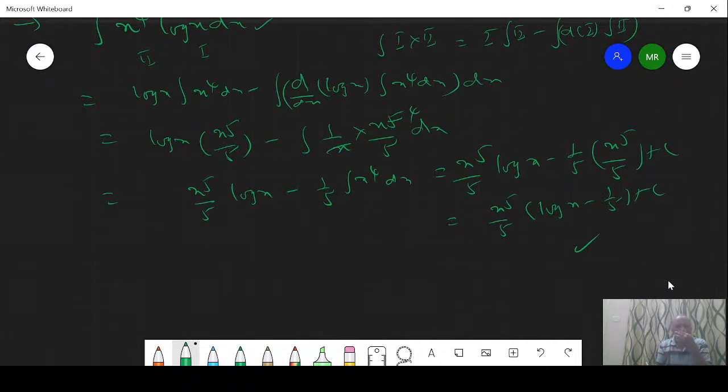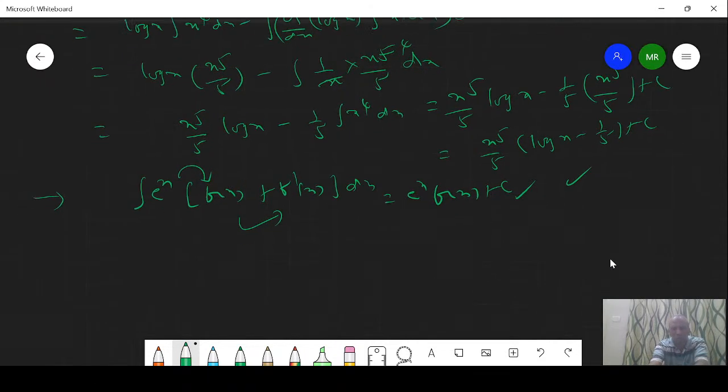Now the next problem. Among the most important ones, at least one question they may ask. Remember the formula: integral e power x into f of x plus f dash of x dx, where f dash of x is the derivative of f of x, the answer is e power x into f of x plus c. This concept is important, and sometimes the question is asked using this concept.